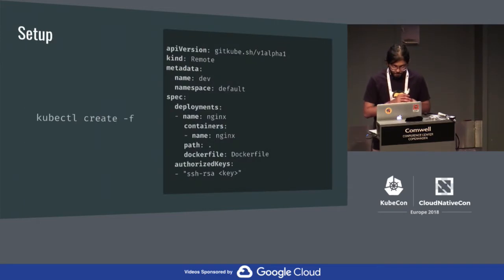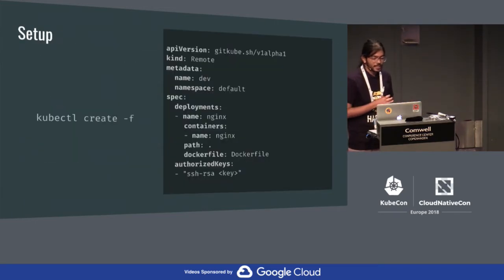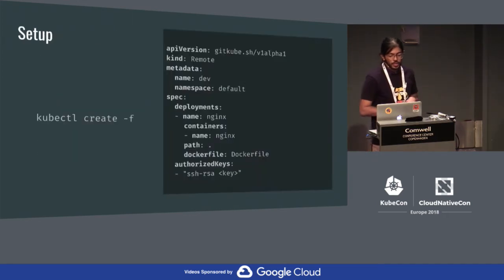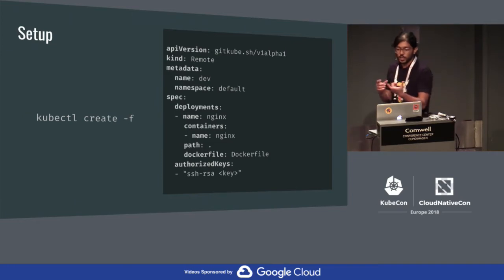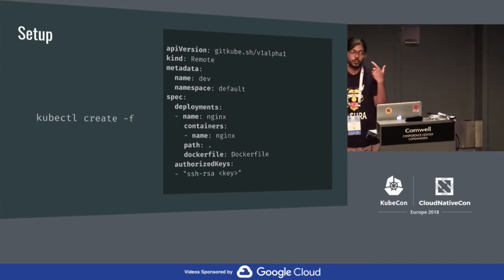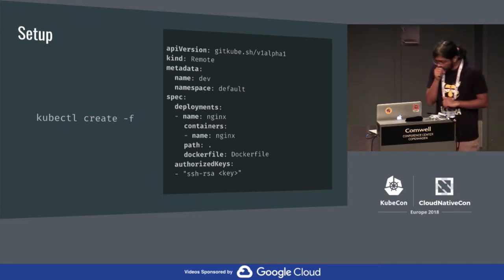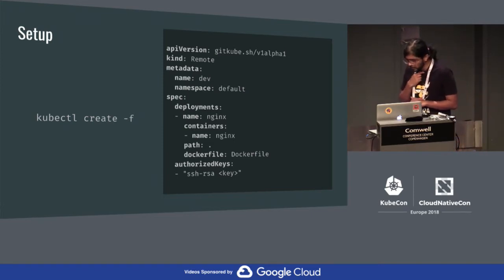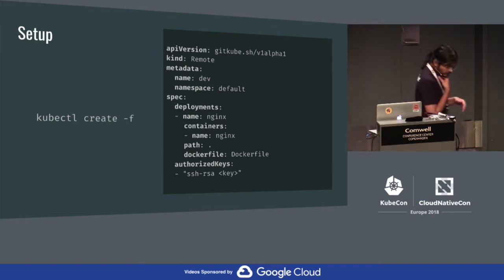So the setup that I would need to do as a developer in this kind of workflow is I would create a custom resource called a remote. And in that remote, I would specify that this is the deployment that you should patch, this is the Dockerfile that you should use from my Git repo, and these are the authorized keys of people that are allowed to push.